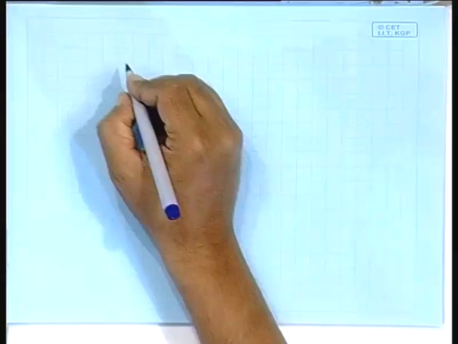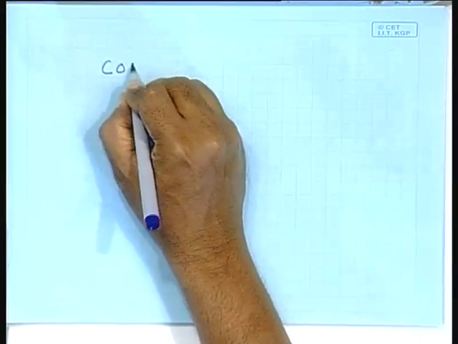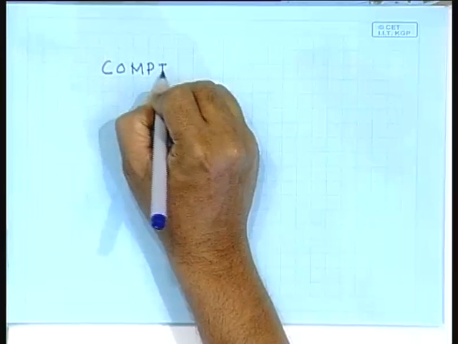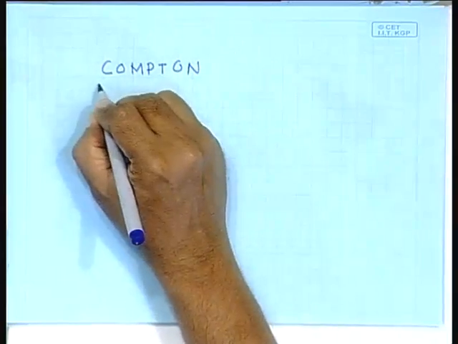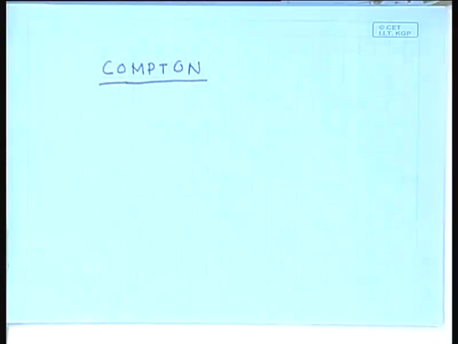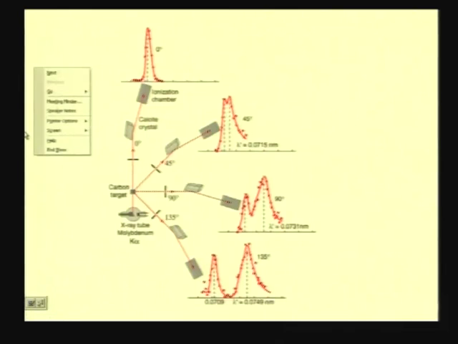Now, there was an experiment performed by a scientist called Compton in the early part of the 20th century. Compton conducted an experiment. Let me outline what this experiment is over here. So, this shows you schematically the experiment which Compton conducted.